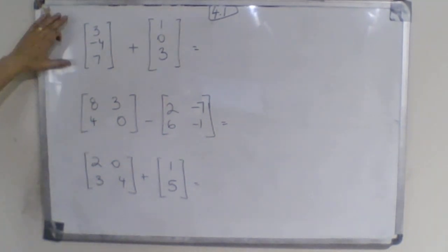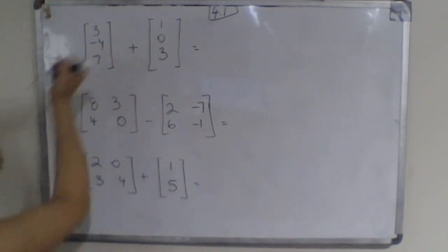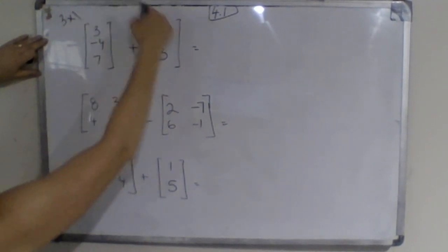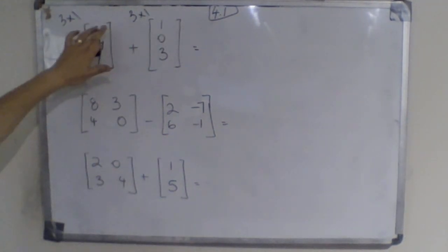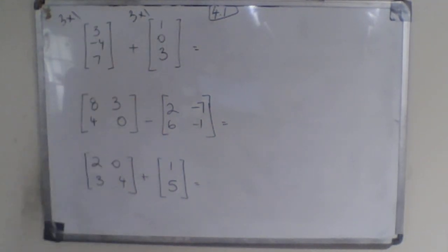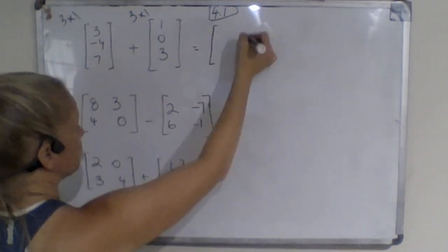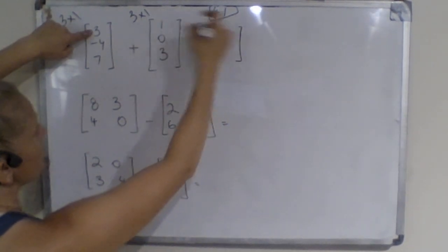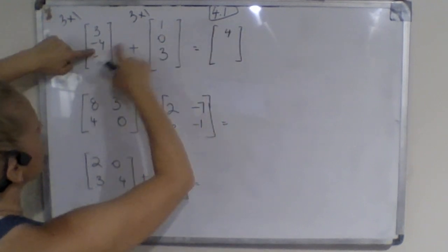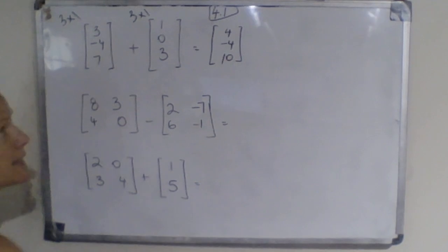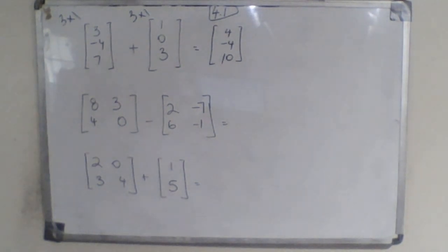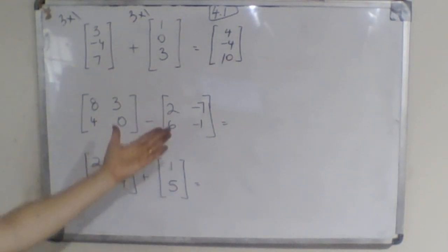Let's look at the first case. This is a 3 by 1, 3 rows times 1 column. This is a 3 by 1. They are identical, right? 3, 3, 1, 1. I can add them, and the way we add, we go 3 plus 1, 4. Negative 4 plus 0, negative 4. 7 plus 3, 10. Really, this is not hard math. I doubt you find this difficult. And we're done. We added it.